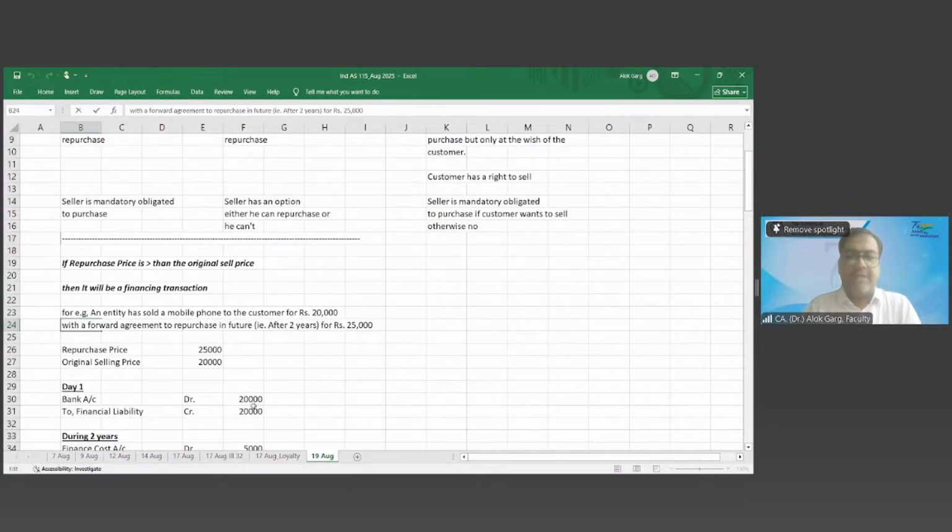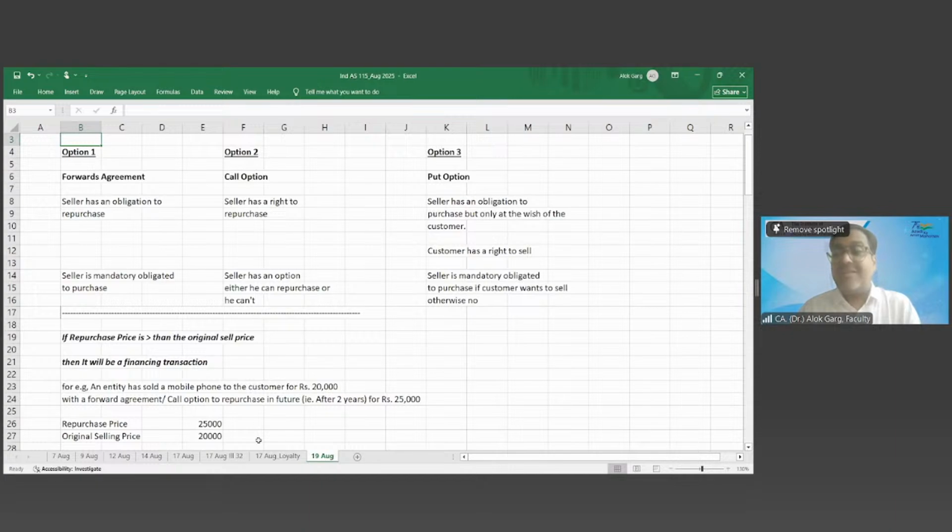Same accounting in case of a forward agreement. Let me write here, with a forward agreement or call option. The only difference in the call option is, if the seller is reasonably certain that the seller is going to avail the right of purchase, in that case same accounting. But what happens if the seller is not reasonably certain and is not going to exercise the right of purchase? Then it will be a sale transaction, correct? Right?